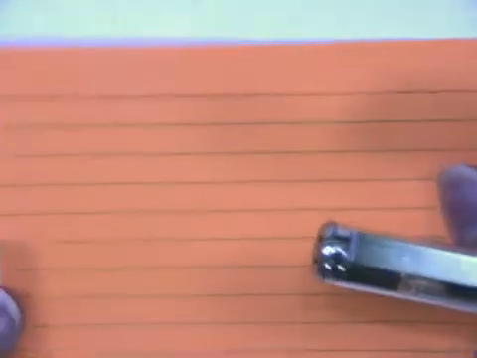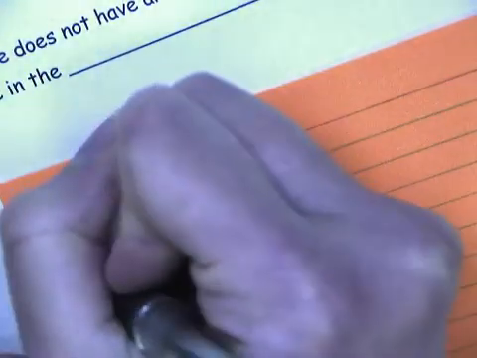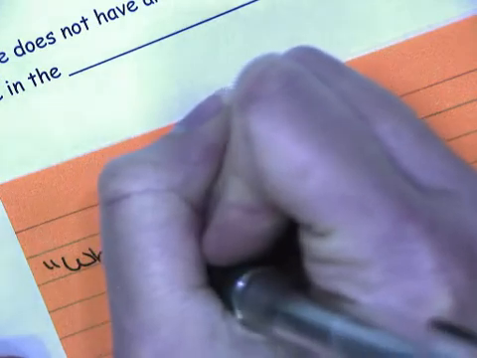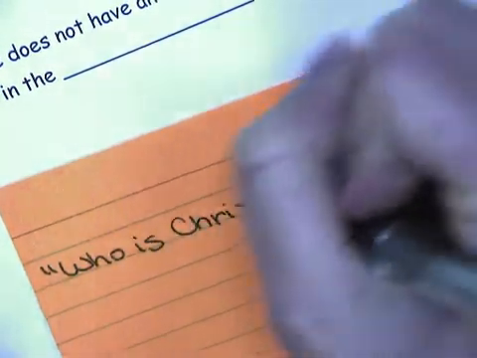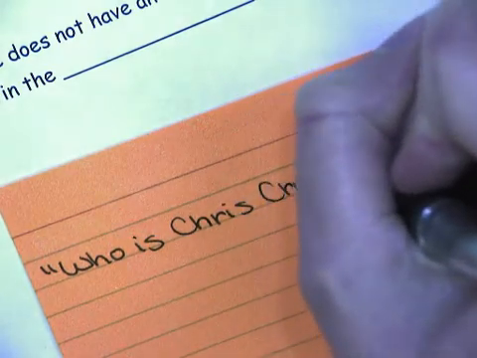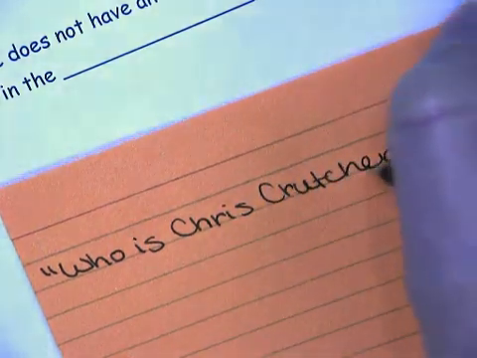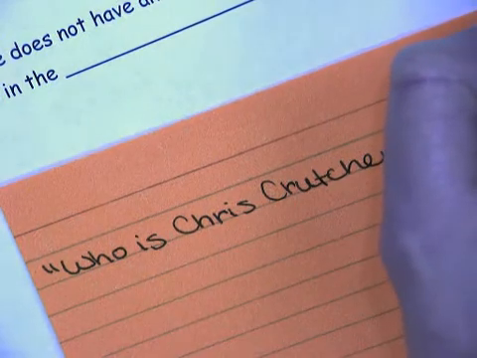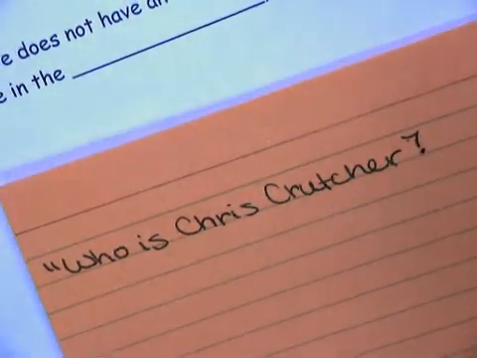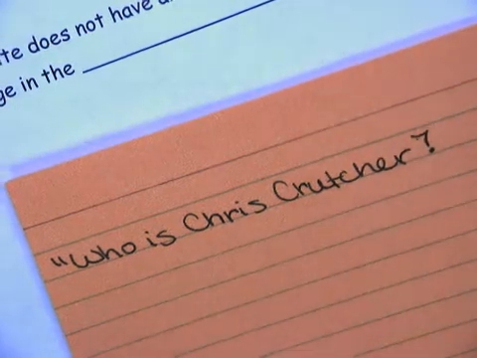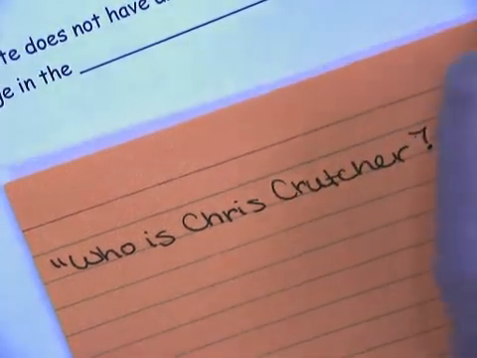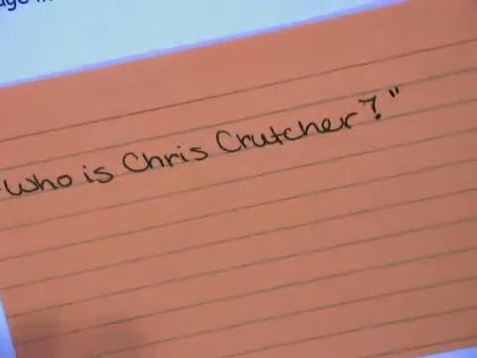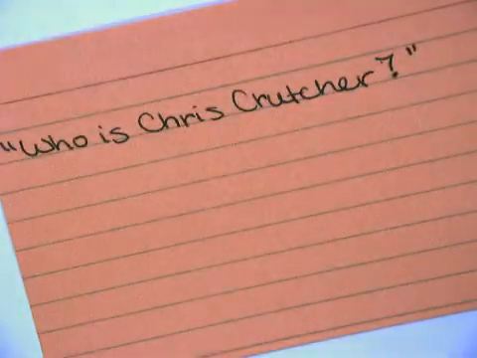So I come to my card and I write in quotation marks, Who is Chris Crutcher? And I'm going to put a question mark inside because that's the title. Now I understand in step 2 it says that you would put a period normally, but that would be pretty goofy if I put a period too. So I'm just going to leave the question mark. You will probably put a period there.